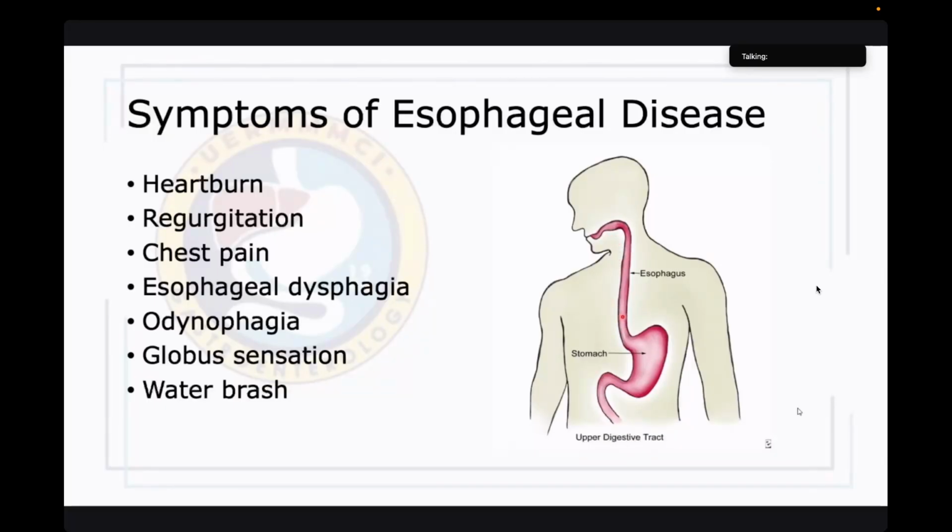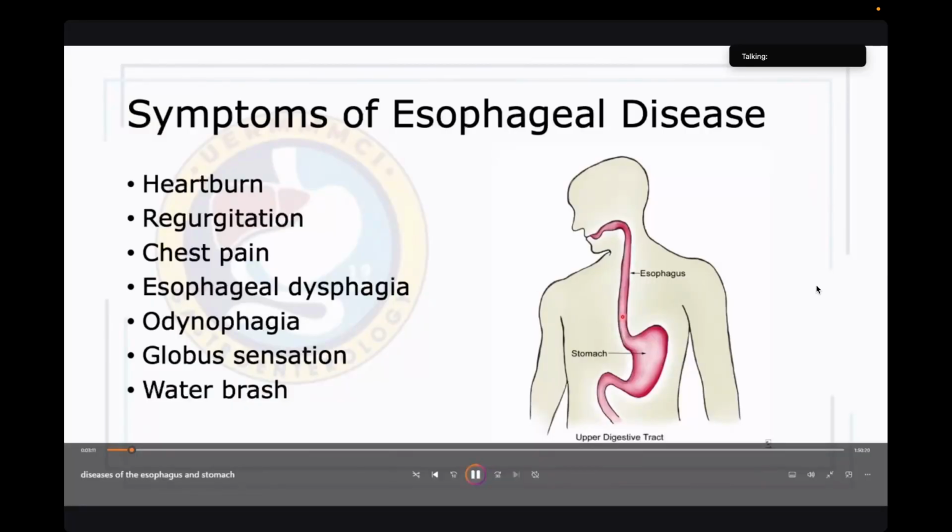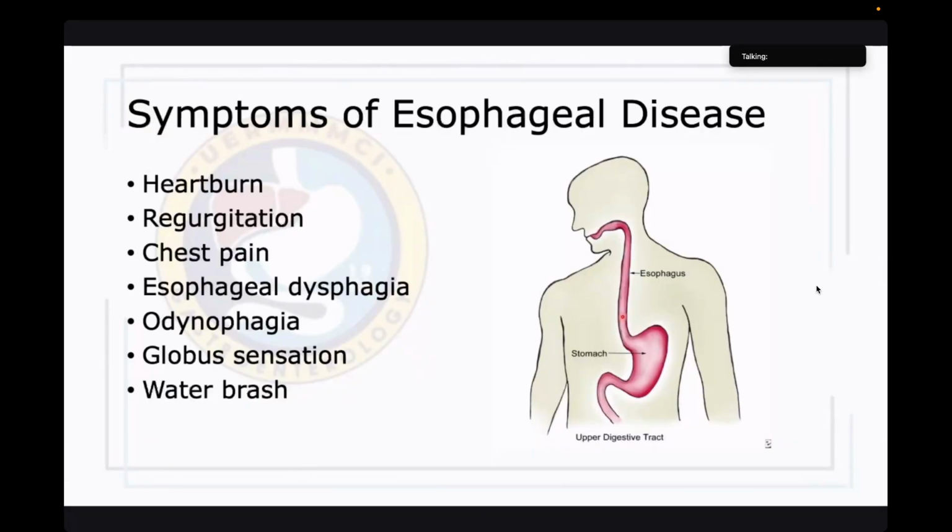Heartburn is an intermittent symptom, and it is most commonly triggered by large or fatty meals, by lying down after eating, by caffeine, alcohol, or certain medications, and is also strongly associated with gastroesophageal reflux disease.